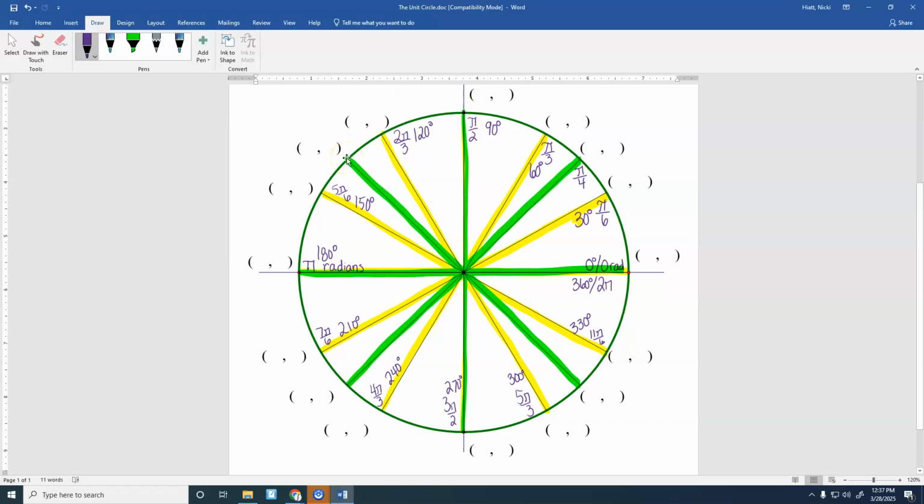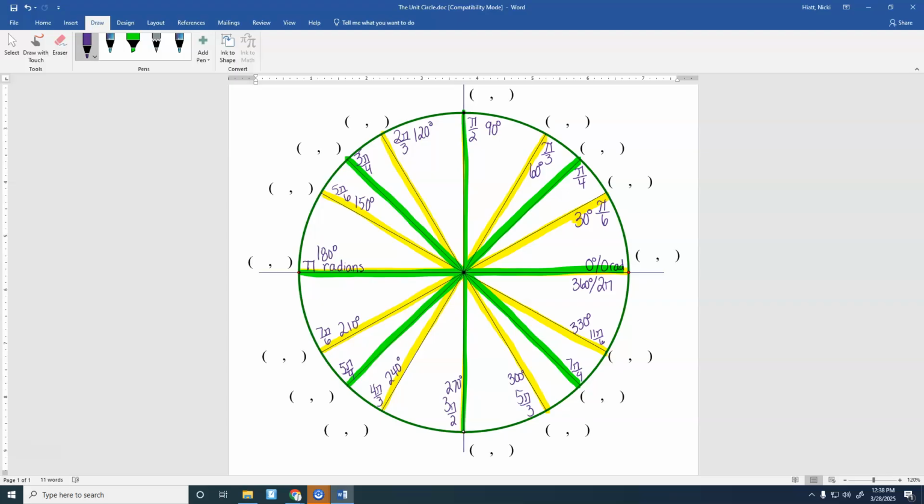This is 3 pi over 4. This one is 4 pi over 4, which reduces to pi. Then we've got 5 pi over 4 right here. 6 pi over 4, which reduces to 3 pi over 2. And 7 pi over 4. And then if we want to go around, we got 8 pi over 4, which is 2 pi. That gets all of our radians.